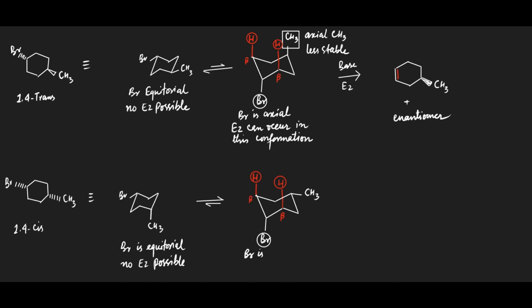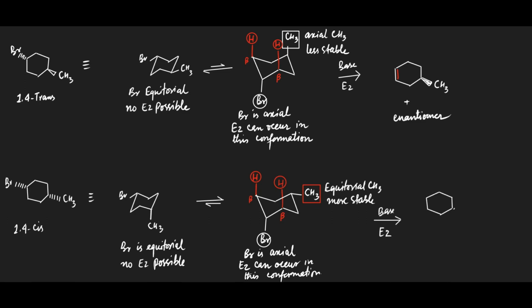Ring flipping puts bromine axial and methyl equatorial. Bromine is now axial, which means that E2 can occur in this conformation, as it has axial hydrogen on 2 beta carbons. Moreover, methyl being equatorial means that this conformation is relatively stable because methyl in essence is bigger than bromine. Now elimination of either red hydrogens will form this alkene product and its enantiomer. In the 1,4 trans isomer, the conformation from which elimination takes place has methyl axial, making it less stable, which is why elimination is slower than the beta elimination of the 1,4 cis isomer, where the same methyl is equatorial, making it comparatively stable, which is why elimination is faster.